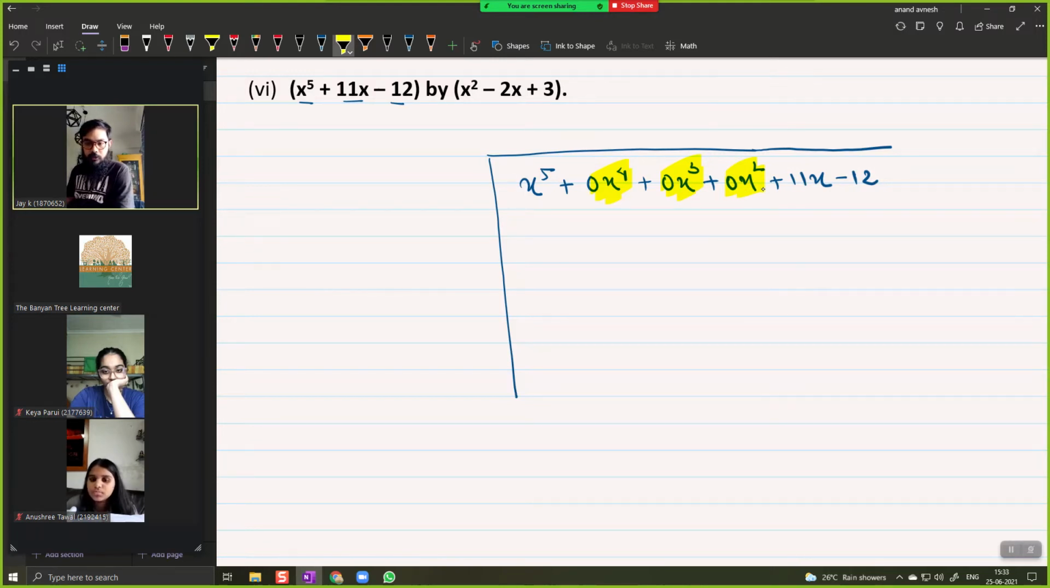Now if you notice here, Kea, I have 0x raised to 4, 0x cube, 0x square. They are all zeros. They all mean that there is nothing, so there is no term over there. Don't get confused about why it's 0. Actually, just to make it more symmetrical, I have written it like this, so that it is easier for you to solve. You will see how it is easier. On the divisor side, I have x square minus 2x plus 3.